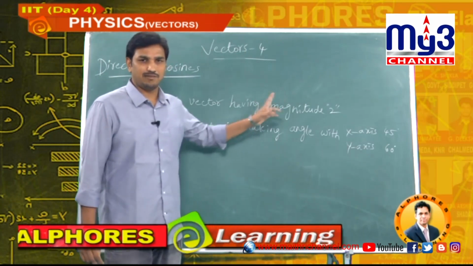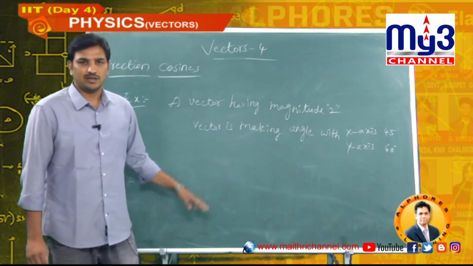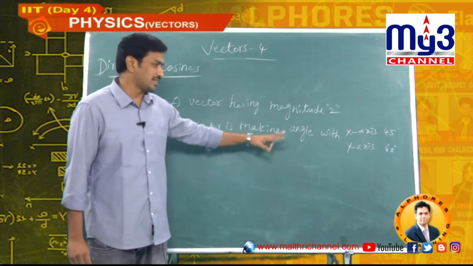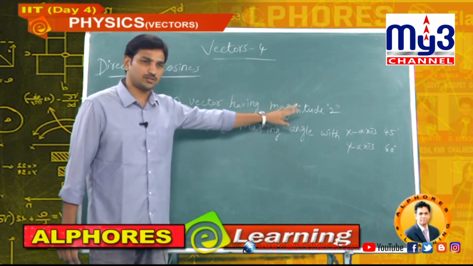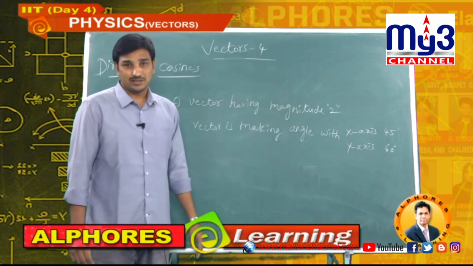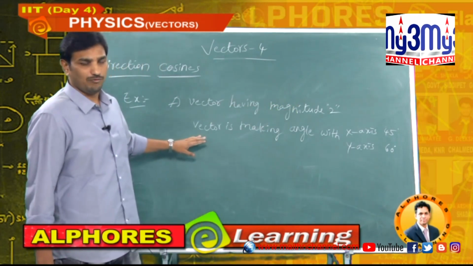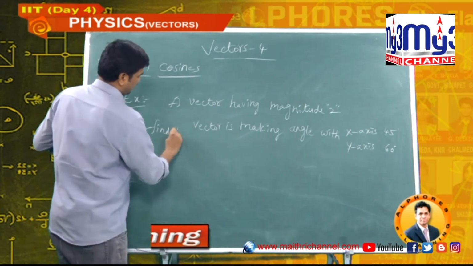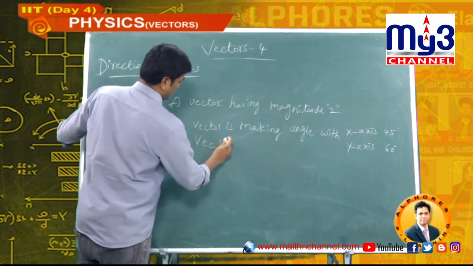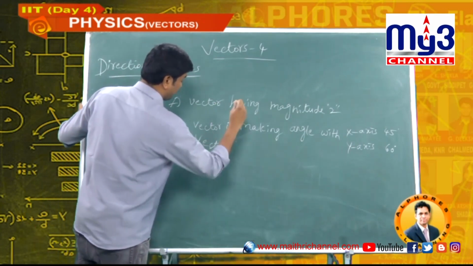Now, our vector, something I don't know about it. The vector making an angle with the x-axis is given as 45. The vector is making an angle with the y-axis of 60 degrees, and the magnitude of the vector is given too. Now what do they want? They are asking us to calculate, to find the vector. So they are asking to calculate the vector value.